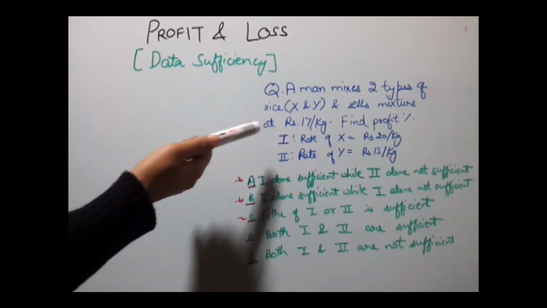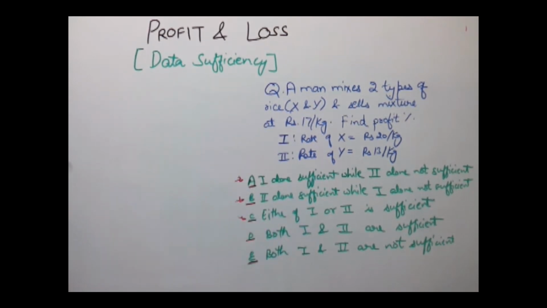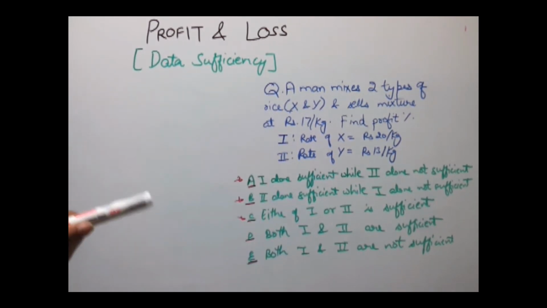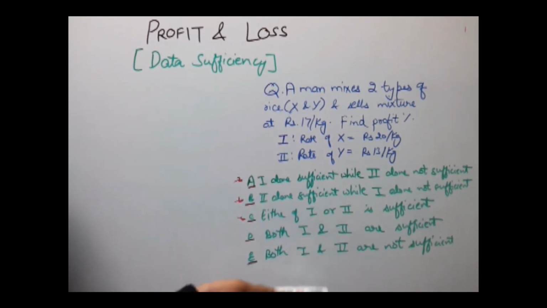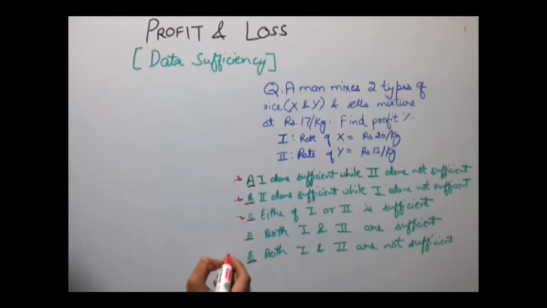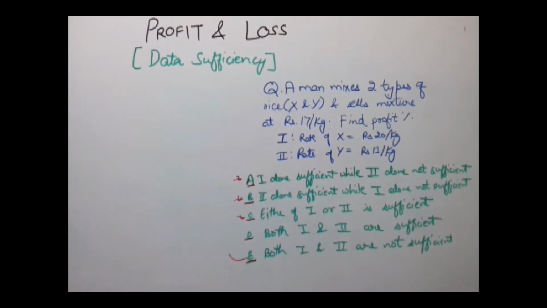Now we know that to find the answer to this question, we need to know the ratio in which the man has mixed this rice. So instead of solving the question, you see here that the ratio is not given. So our correct answer is that both first and second are not sufficient. So this is the answer. Let's have another example.